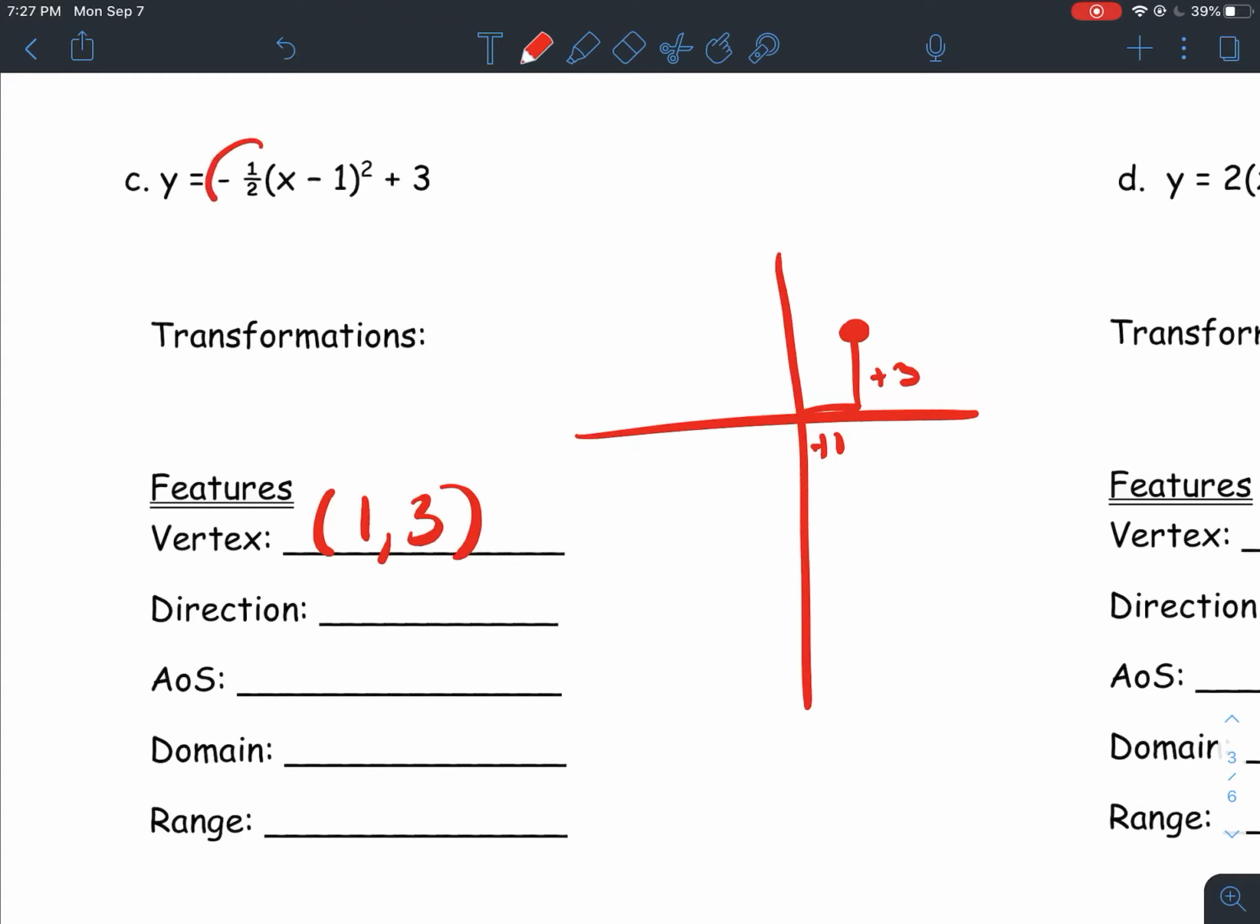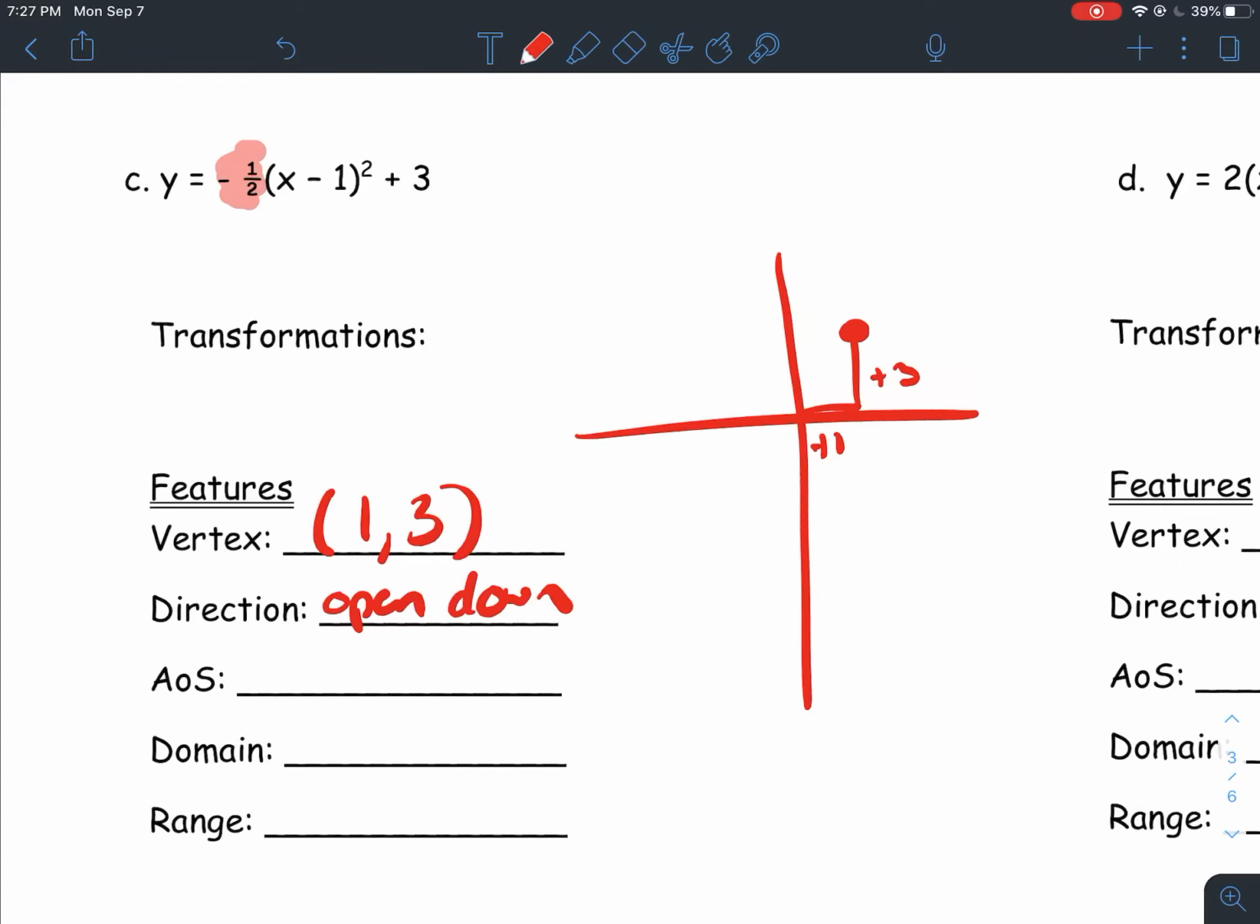Okay. Then they want to know what direction it opens. So if we look here at our A, I'll just highlight. Our A value is negative. So that tells you that we are going to open down, like a frown.